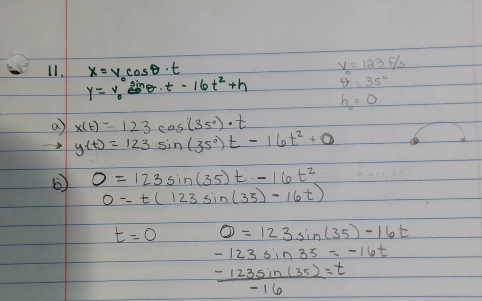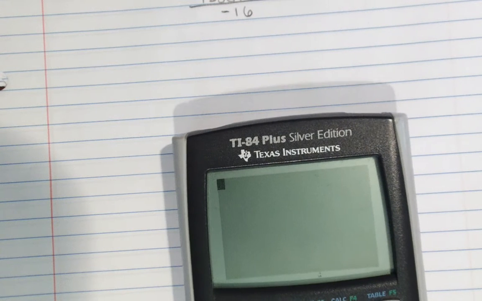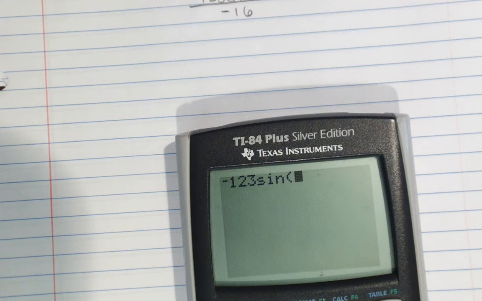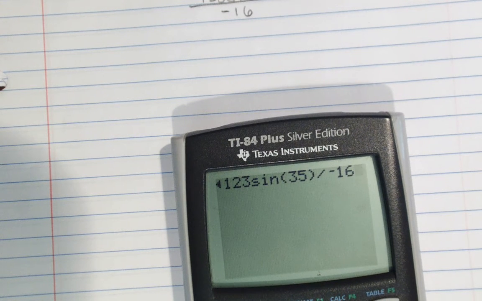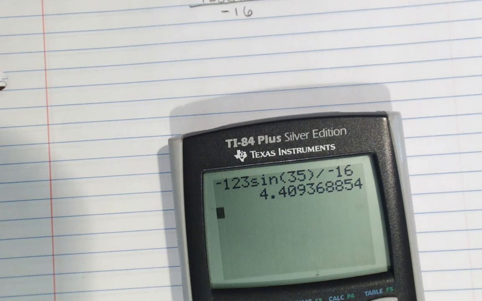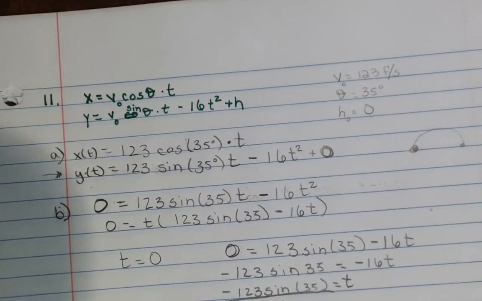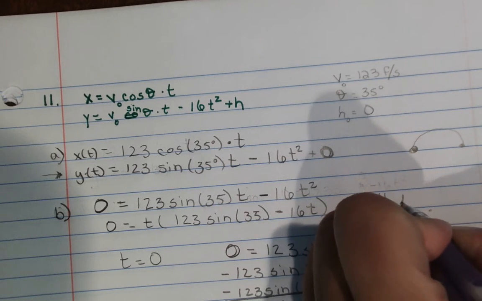With your calculator, you want to make sure that you are in degrees, and I am. So I'm going to just plug that into my calculator. Negative 123 sine of 35, close my parenthesis, divided by negative 16. And I get 4.409 and so on. I believe part B asks us to one decimal place. So we're going to say the answer to part B would be 4.4 seconds.